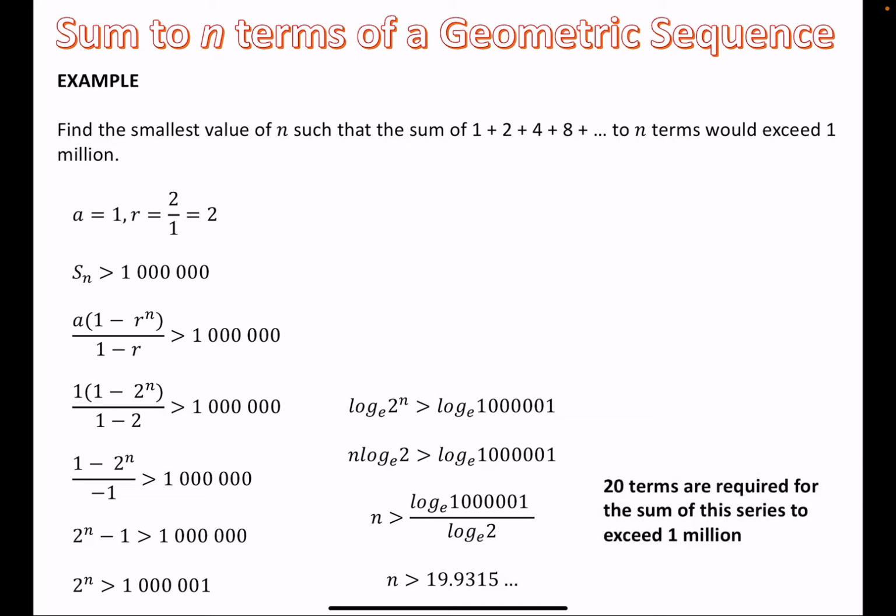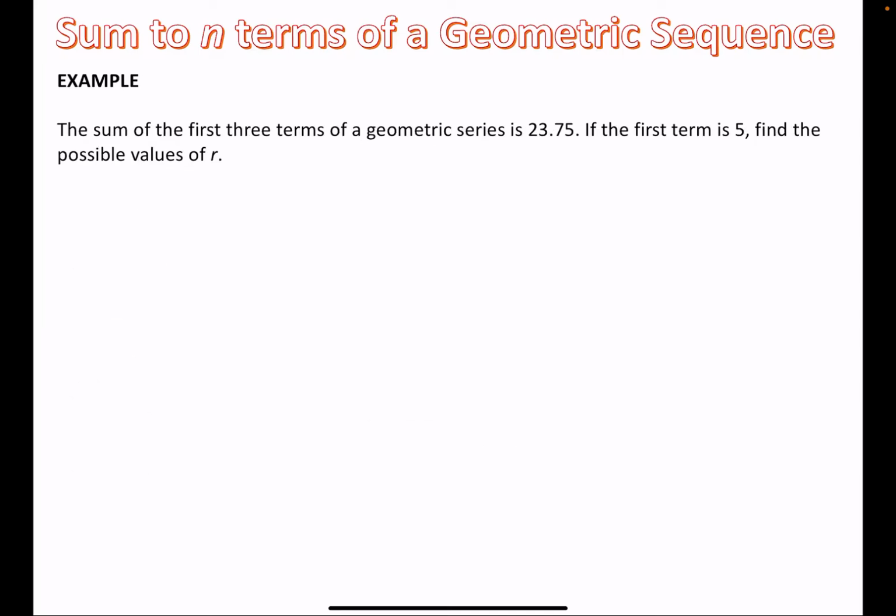Okay. So a lot going on there, but nothing too unmanageable. This one is, again, a slightly different question. The sum of the first 3 terms of a geometric series is 23.75. If the first term is 5, find the possible values of r. So I don't know about you, but hopefully you've seen enough of these questions to know that when it says possible values of r, it means there are lots of answers.